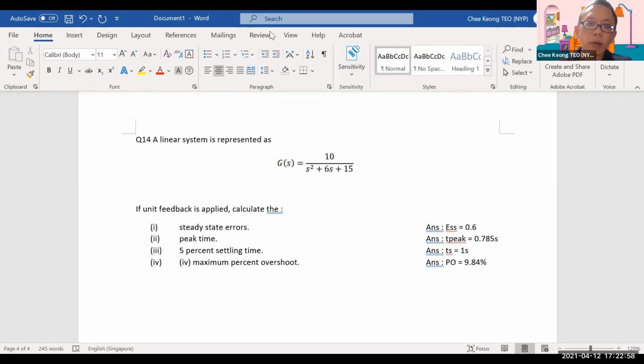Okay, let's go to the whiteboard and let's clear it first. Now let's do the equation. So you have 10 over s squared plus 6s plus 15, right? So your G is actually 10 over s squared plus 6s plus 15. So this is your G, right?